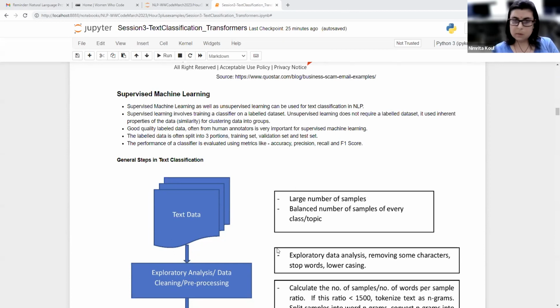There are certain metrics which are used to evaluate the performance of our classifiers. Commonly used metrics are accuracy, precision, recall, and F1 score.